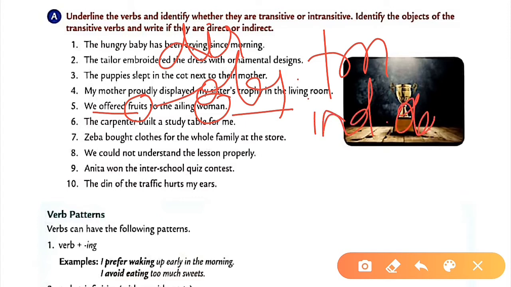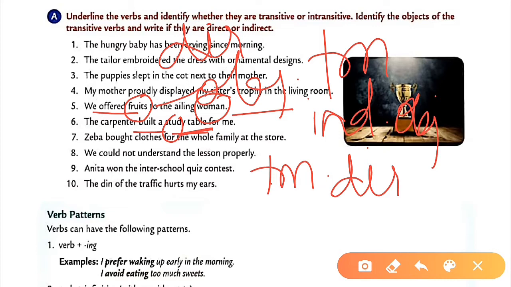Indirect object. Next, the carpenter built a study table for me. Built is your verb. And what is he making? He is making the table. Table, not study. Table. So it is your object, and that's why it is a transitive verb, and it is your direct object. You have to write direct object. Table for whom? Me. And it is your indirect object.